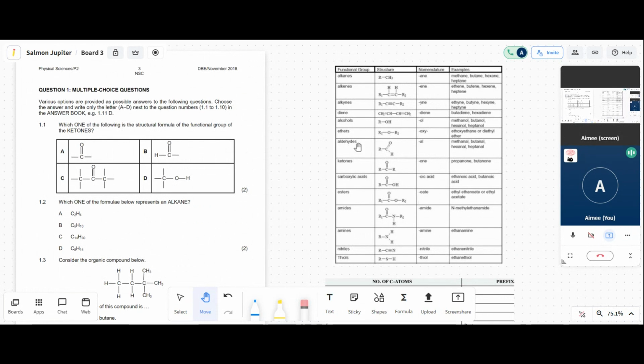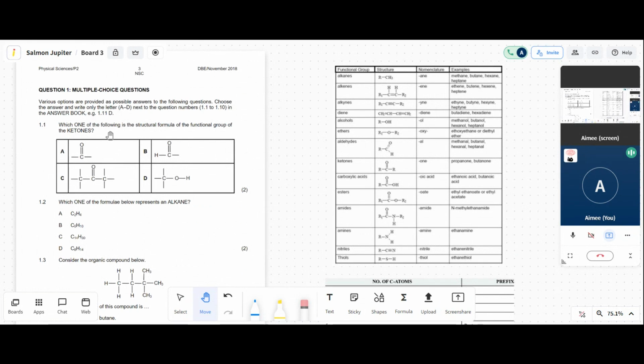So you need to know this table, and then you can have a look at each one of these options and say, okay, which one is a ketone? You can see that A follows a similar structure to what a ketone looks like, but the reason it's wrong is that it doesn't specify that the carbon in the middle is bonded to two other carbons. The lack of clarity on what else this carbon is bonded to eliminates it as an option.